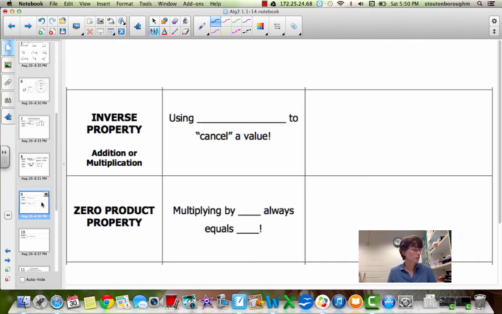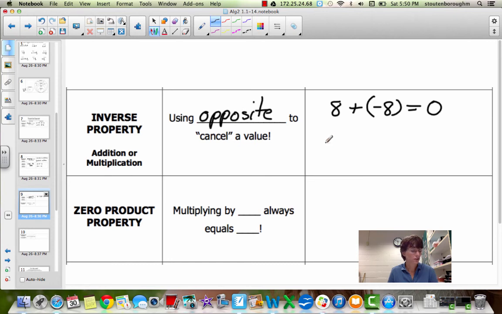Okay, last two properties. Well, I'm sorry, I have 3 properties left. The inverse property. That's when you use opposites to cancel a value. Addition is very straightforward. 8 plus a negative 8, and negative 8 is the opposite of 8, and that's going to give me 0. That would be the inverse property.